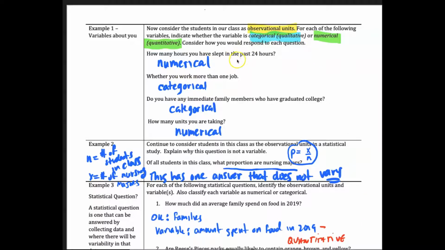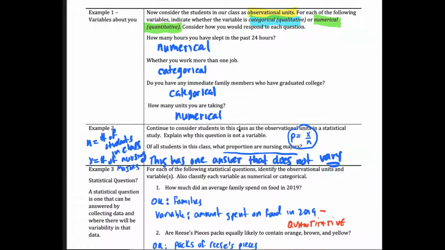Each of these, imagine how you would respond to these, and imagine our students in our class being asked these questions. There would be variability in the answers, meaning there would be multiple answers, different values. These would be numerical, these would be categorical. Whether you work more than one job: yes, no. Do you have any immediate family members who graduated college? Yes, no.